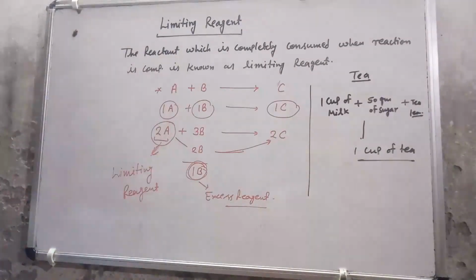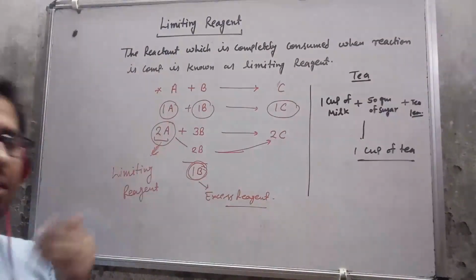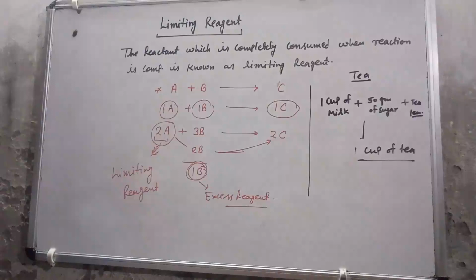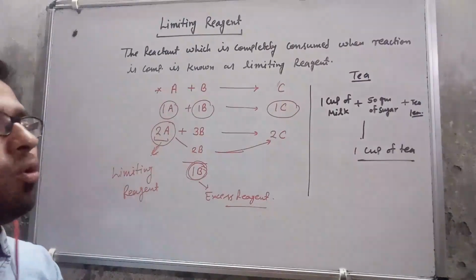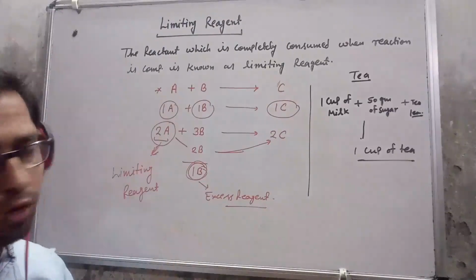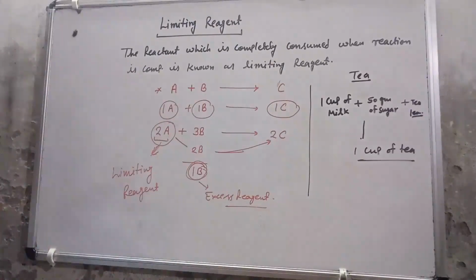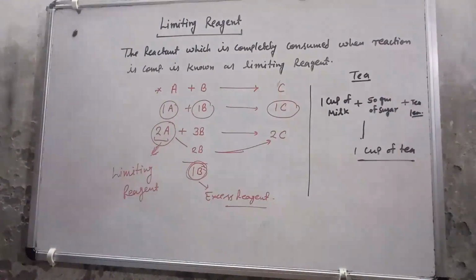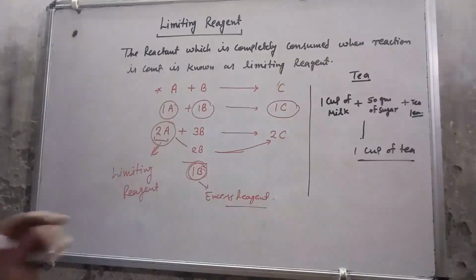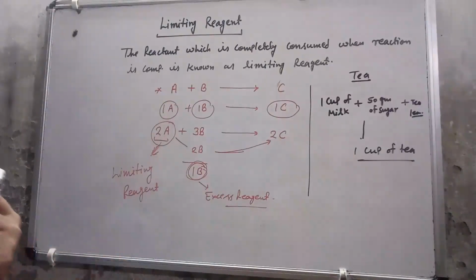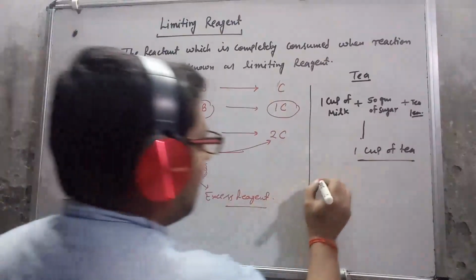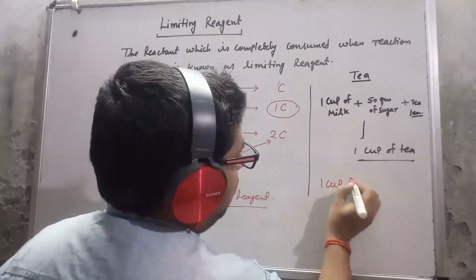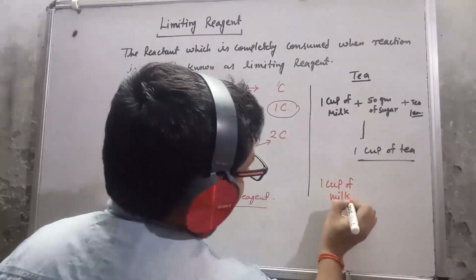Now, as his mother is going outside, 4 guests have come to his home. How many guests? 4 guests. Now the student, whoever is at home, is going to make the tea. What he finds is that in the fridge only 1 cup of milk is available.